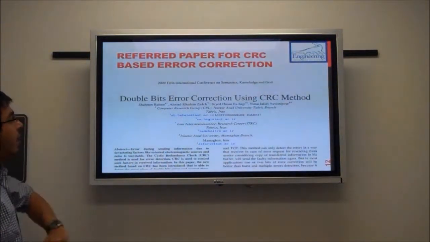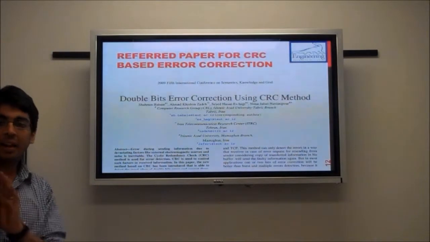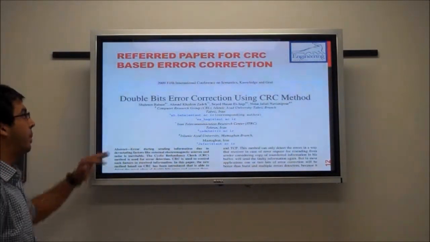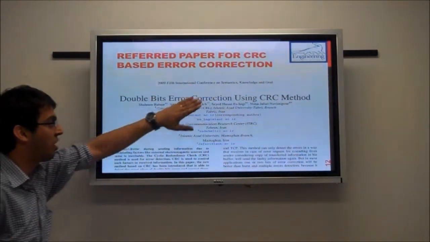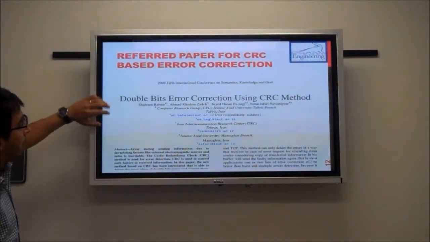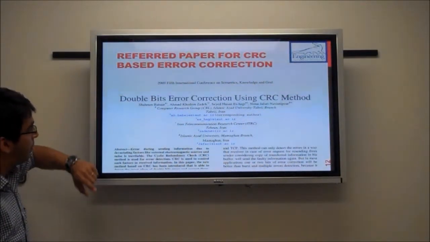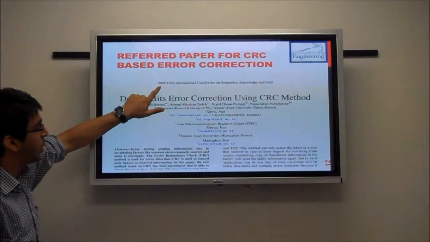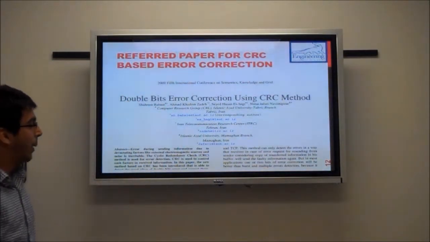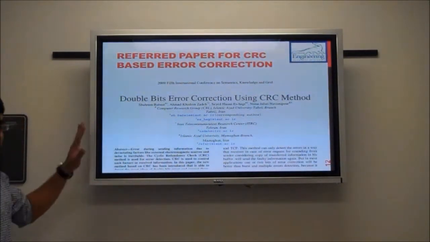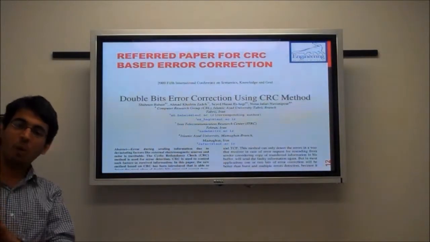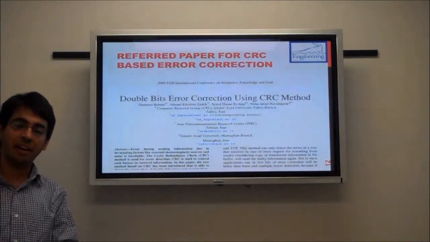So as I said, the first error correction technique that we discuss in this paper is based on CRC. So this is the paper that we referred to. This was a conference paper which was published in 2009. I referred to this paper to understand how CRC can actually be used for error correction as well.